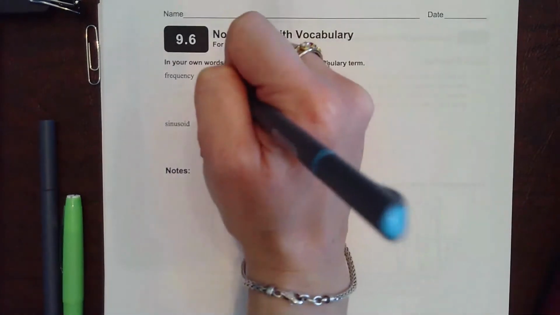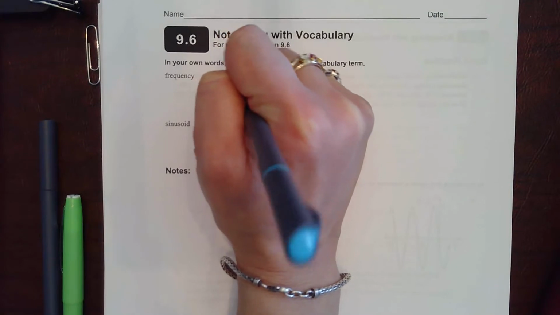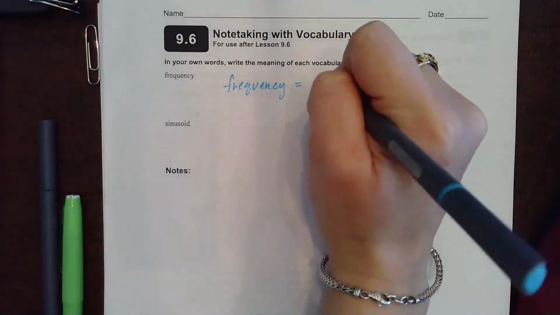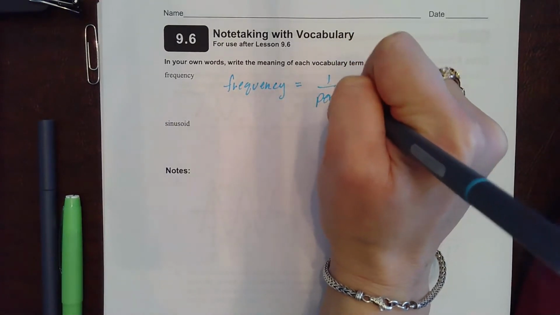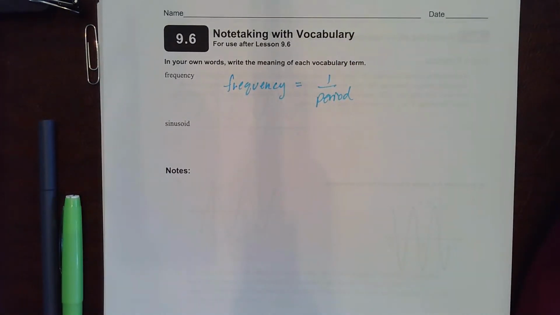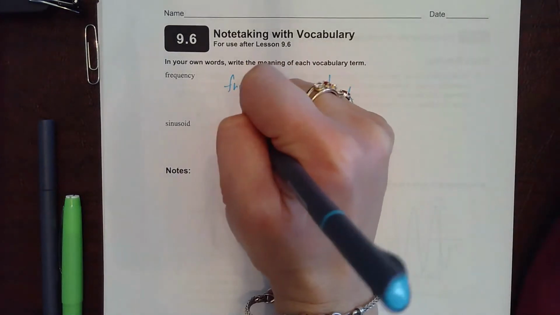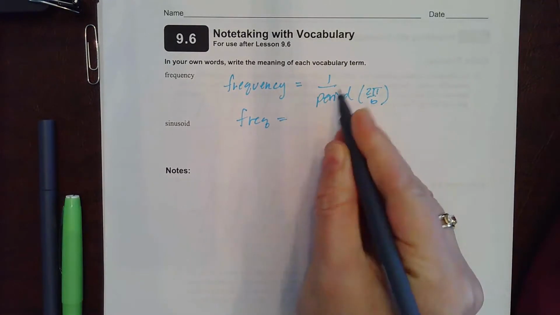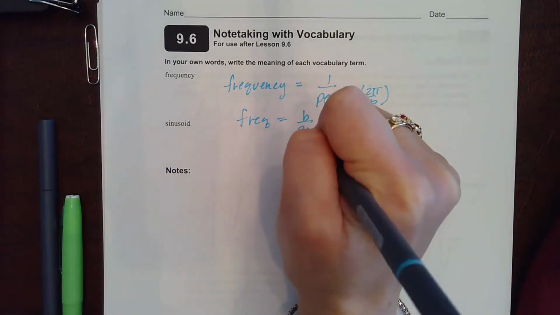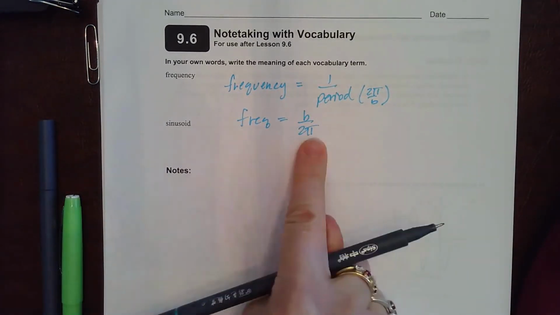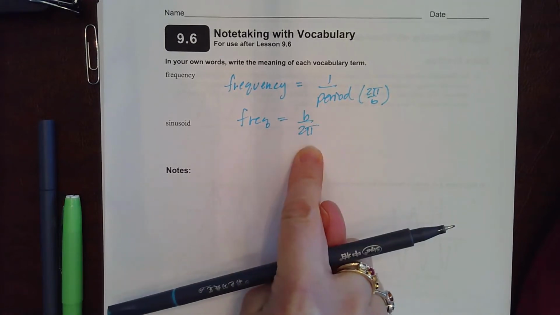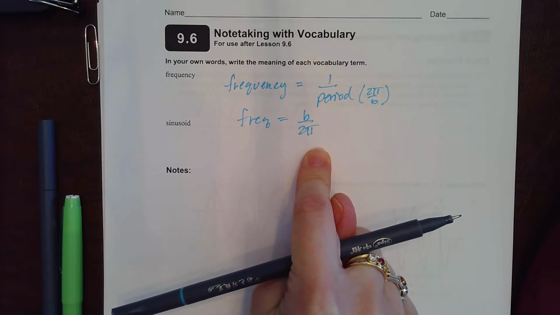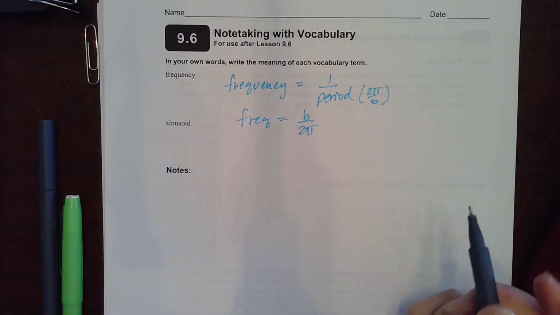What I need you to know is that frequency has its own little formula. Frequency equals 1 over the period. We already know the formula for the period, so if the period is 2 pi over b, then 1 over 2 pi over b is b over 2 pi. So when we talk about frequency, we're taking the reciprocal of the period, and that's how we calculate the frequency of whatever we're talking about.